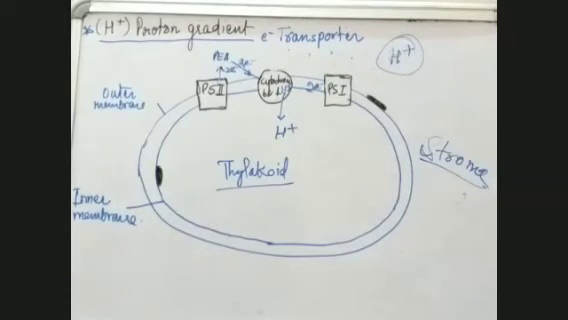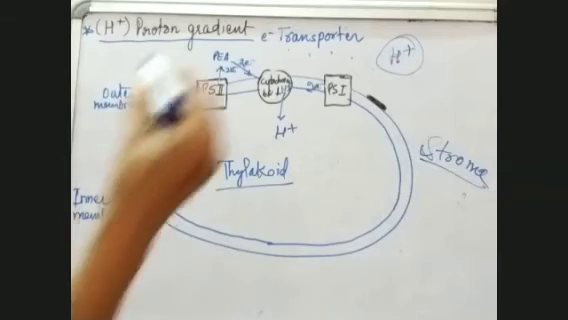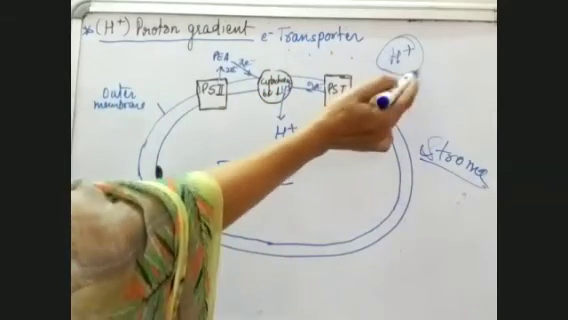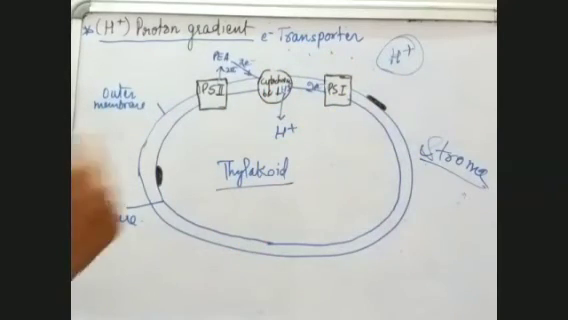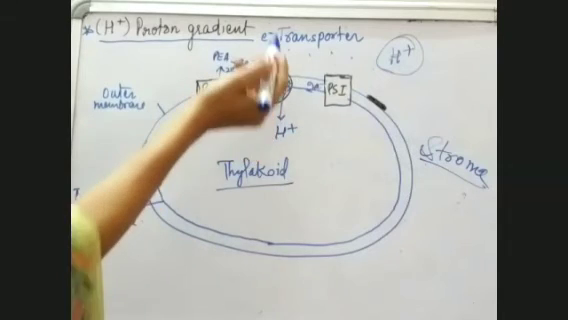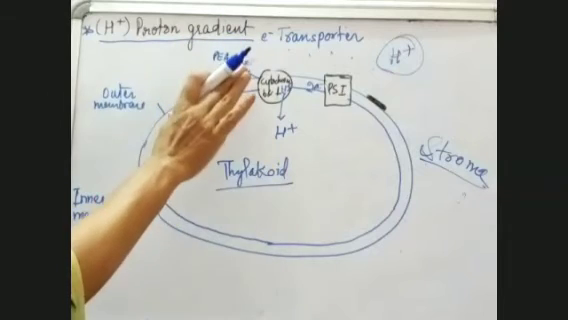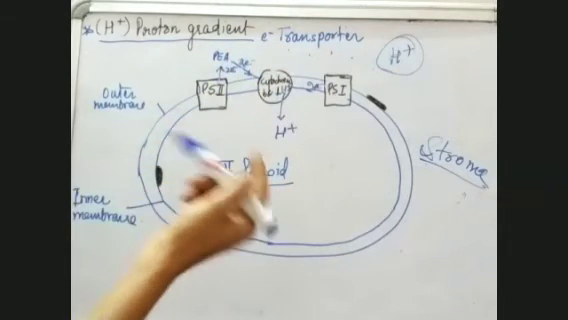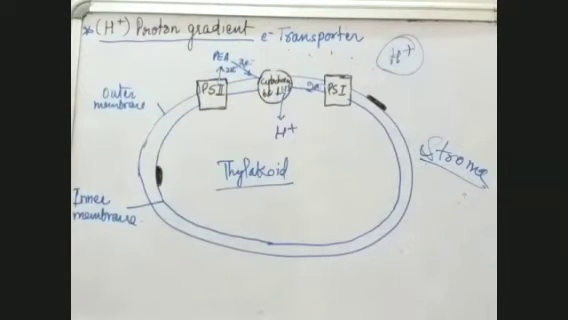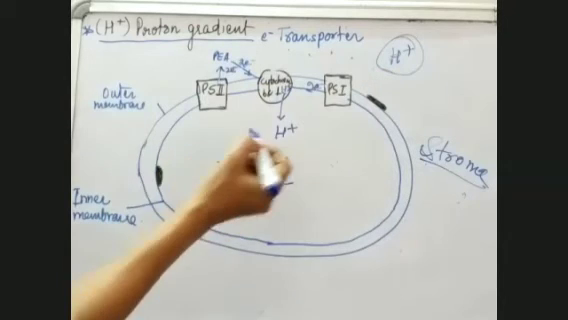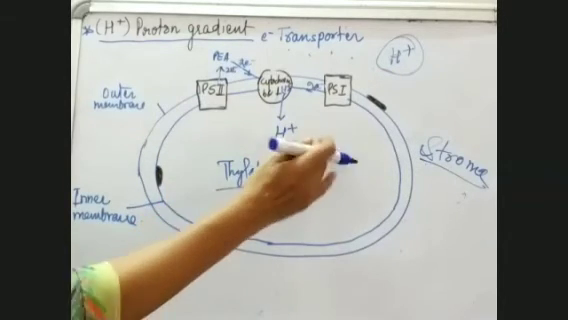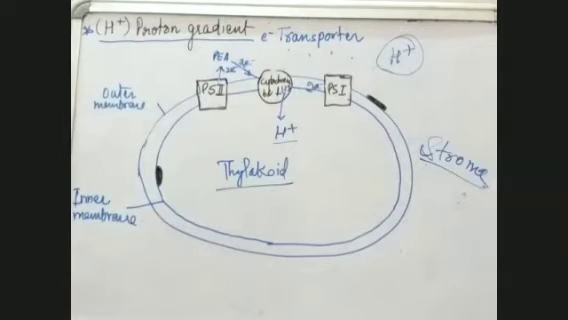Okay, that means from the stroma, the protons are being utilized by the cytochrome to transport excited electrons. That means outside in the stroma, the concentration of protons is going down and the number of protons is increasing in the lumen of the thylakoid. In the lumen of the thylakoid, the concentration of protons is increasing by this method.